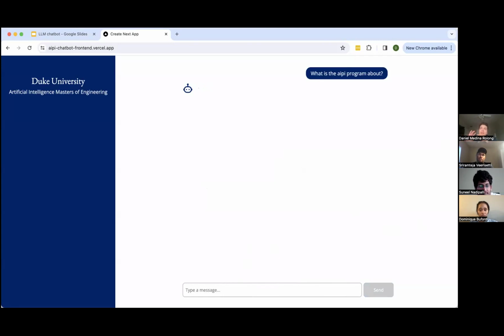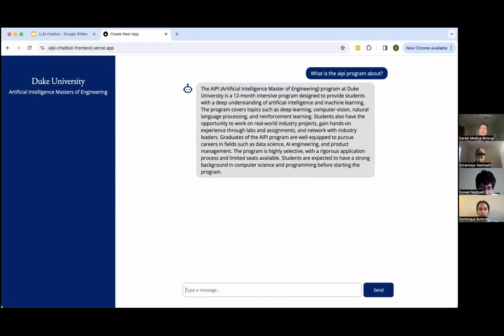And again, this is sending the message to the backend, and then it's embedding it, finding similar chunks, and then sending it to the model. It takes a few seconds, but we should get a response very soon. Here we go. So as you can see, it's a very comprehensive response. It touches on not only what the program is, but also some specifics about it. So I think it did a pretty good job there.